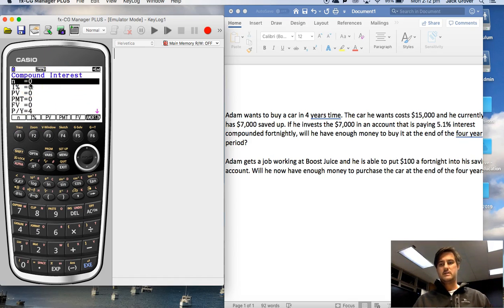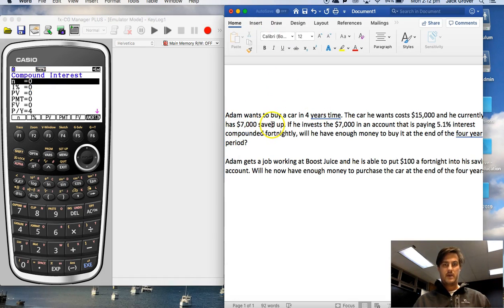Now I went through these in lesson today, but there were a few of you that weren't here, so I'll do that again. So N is our number of compounding periods over a given time frame. In this case, our question over here: Adam wants to buy a car in 4 years' time. It's going to be $15,000. He's currently got $7,000. The interest rate is 5.1%. It's compounded fortnightly. Will he have enough money to buy the car at the end of the 4-year period?